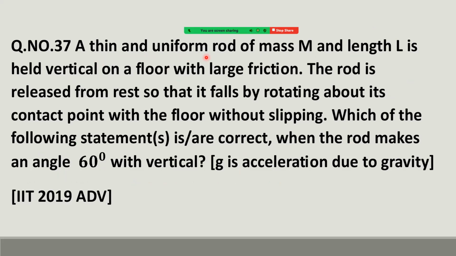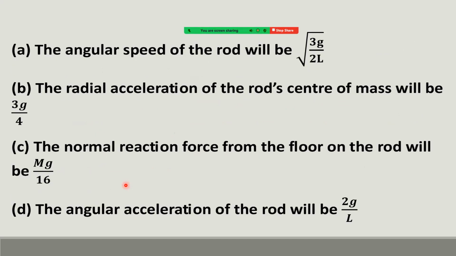A thin and uniform rod of mass m and length L is held vertical on a floor with large friction. The rod is released from rest so that it falls by rotating about its contact point with the floor without slipping. Which of the following statements are correct when the rod makes an angle of 60 degrees with vertical? This was asked in JEE Advanced 2019.